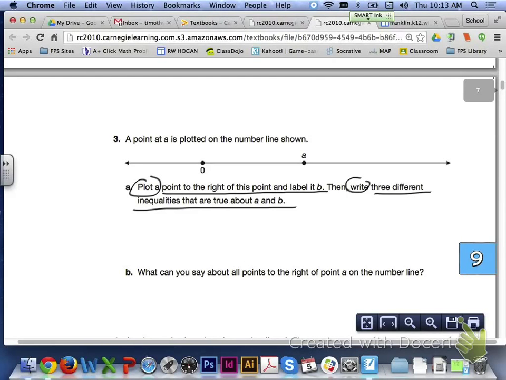Let's take a look at number 3 at the top of page 609. It tells us that a point at A is plotted on the number line shown. For letter A, it says, plot a point to the right of this point and label it B, and then write 3 different inequalities that are true about A and B. And then I also want you to answer letter B. What can you say about all points to the right of point A on the number line?